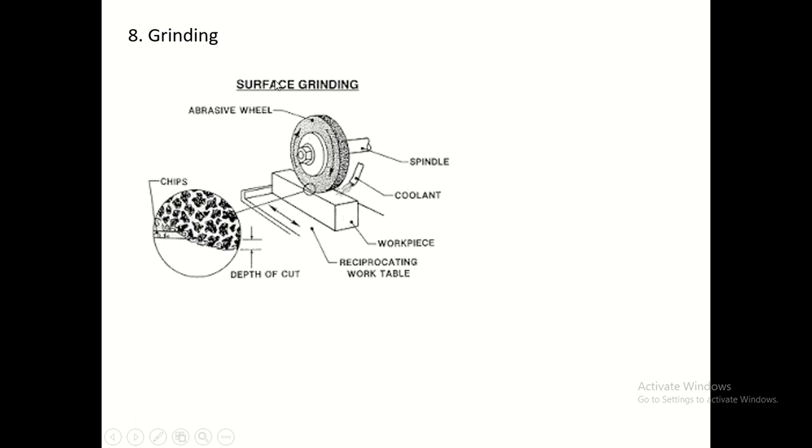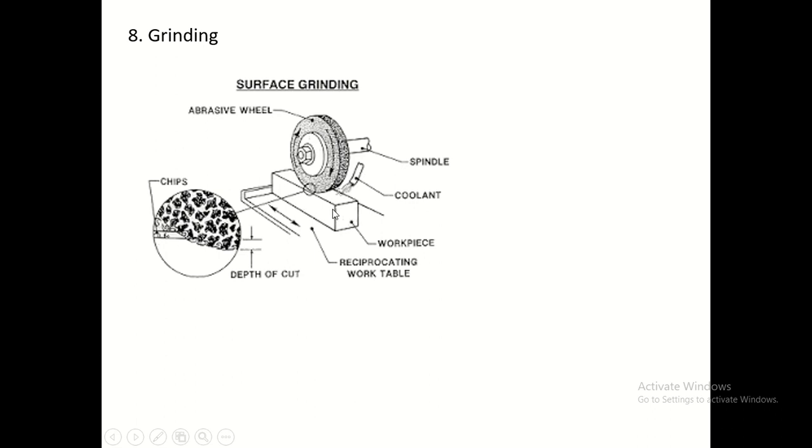This is a grinding wheel which is made from different types of abrasives like silicon carbide, aluminum oxide, and diamond. These forms of abrasive are used on the grinding wheel. This spindle is connected to the motor which drives this wheel, and this is a coolant.